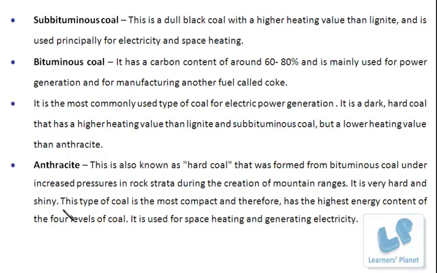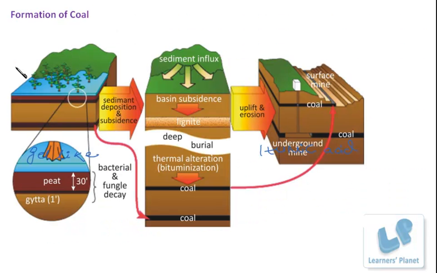It is very hard and shiny. This type of coal is most compact and therefore has the highest energy content of all the four levels of coal. This anthracite has around 92 to 98% of carbon. It is used for space heating and generating electricity. Right? So it is mainly used for heating and generating electricity. See, this is the formation of coal.